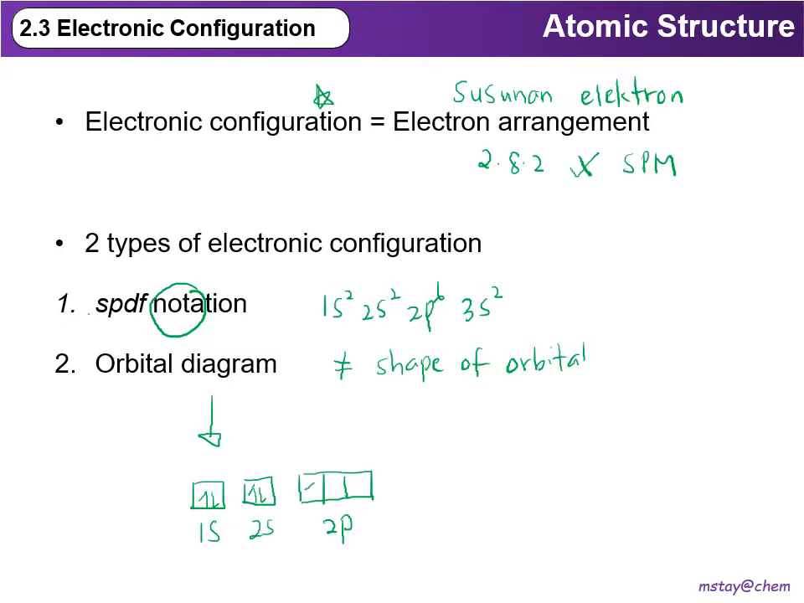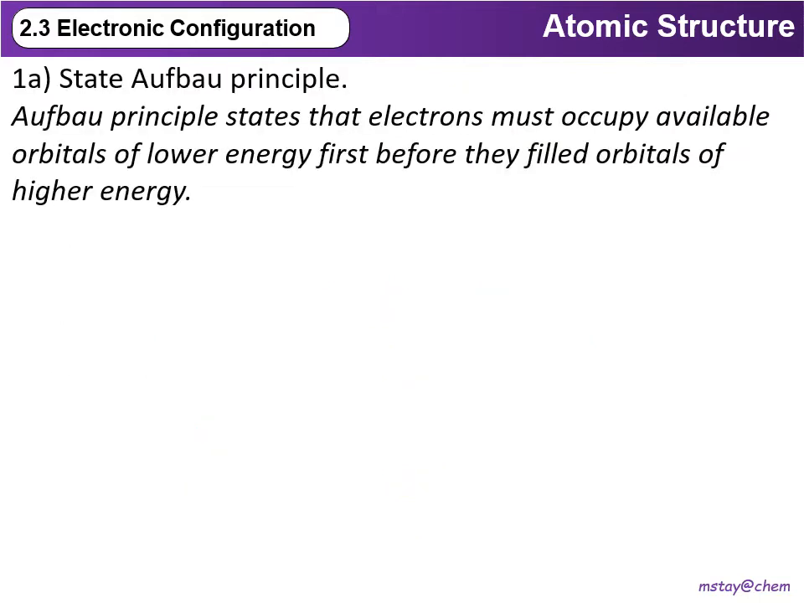We fill the electrons singly, and then after 2p is already full of electrons, we fill up the 3s orbital. In this video, we are going to check how to fill the electrons into these orbitals based on the 3 rules that we are going to discuss soon. Let's start with the first question.